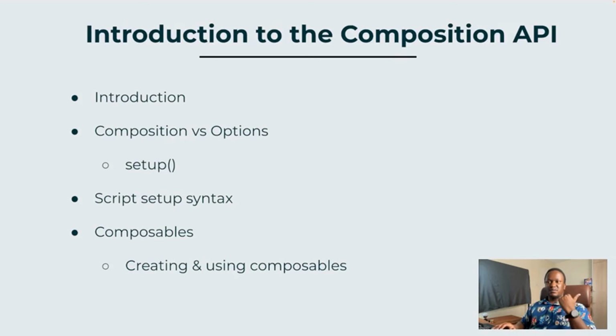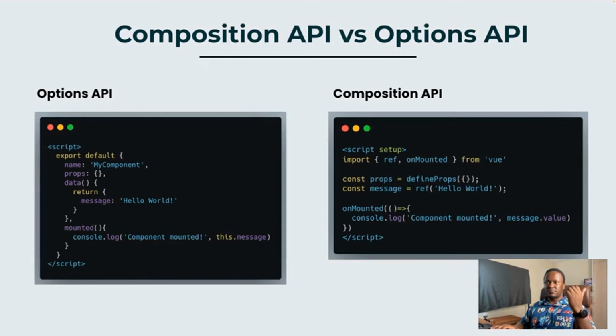Now, the composition API is going to allow us to write applications that are structured a little differently from how we've been working with the options API. And we will go over the difference between the composition API and the options API, the setup function, as well as this new syntax called the script setup. And we'll also talk about composables. So composables are going to be reusable pieces of functionality.